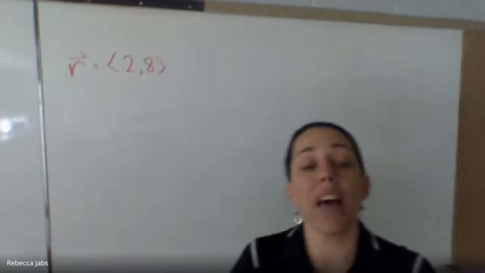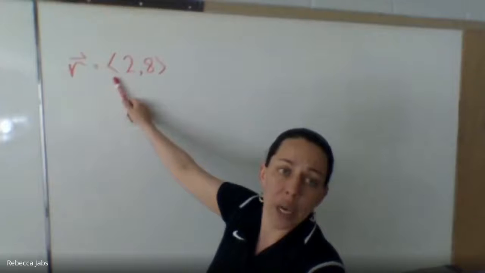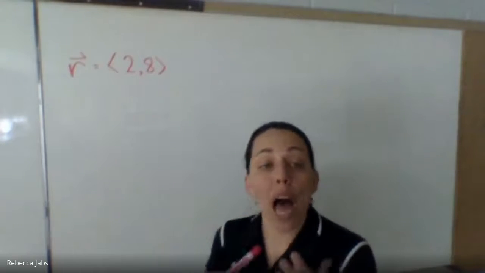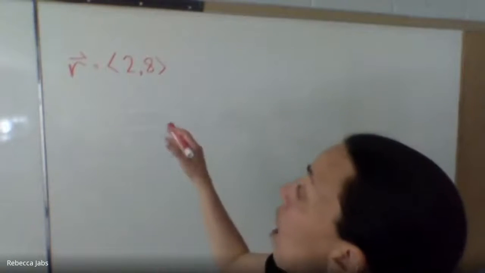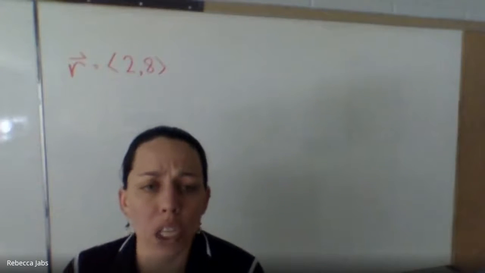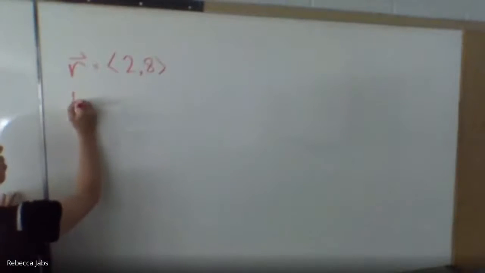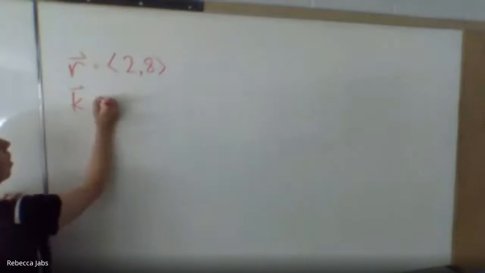numbers in that vector. Remember, when we do vectors, it is important to know that they're supposed to have these brackets instead. So I'm Rebecca, so my vector was vector R, 2, 8 was my components. All right, so let's get a vector K. Kaylin, would you please give me a vector K? 4 and 3. Thank you.